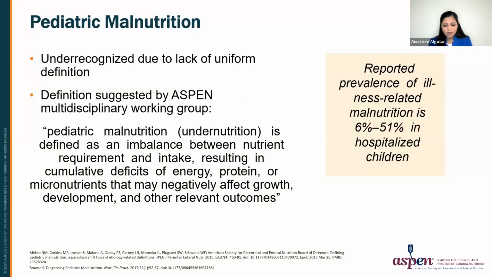Studies have noted a wide range of reported prevalence of illness-related malnutrition, from 6 to up to 51% in hospitalized children. The 2013 landmark publication by Mehta et al., as part of the ASPEN Multidisciplinary Working Group, has paved the way for a new era in the diagnosis of pediatric malnutrition. Malnutrition was defined as an imbalance between nutrient requirement and intake, resulting in cumulative deficits of energy, protein, or micronutrients that may negatively affect growth, development, and other relevant outcomes.